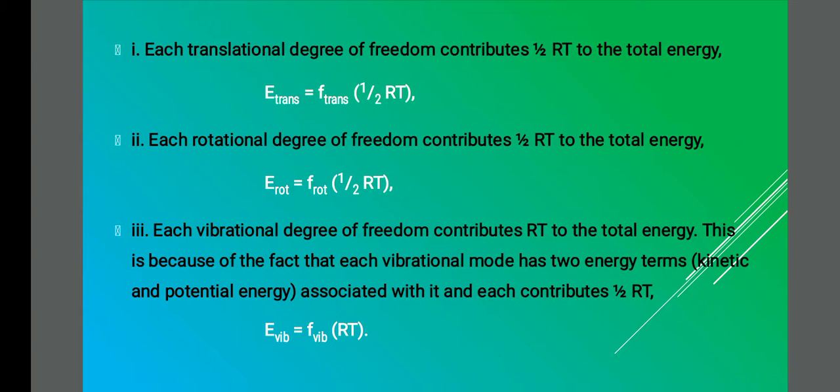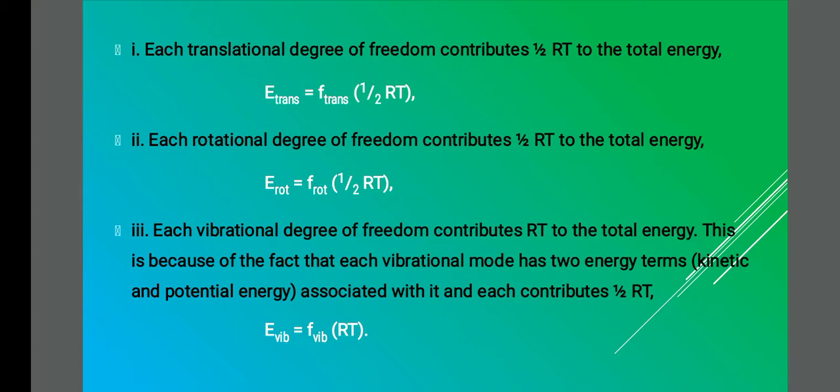So you can write E rotational energy is equal to F rotational into half RT. And coming to vibrational degrees of freedom, each contributes RT to the total energy.